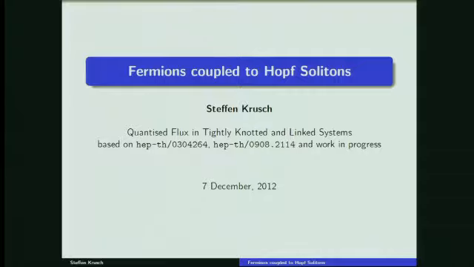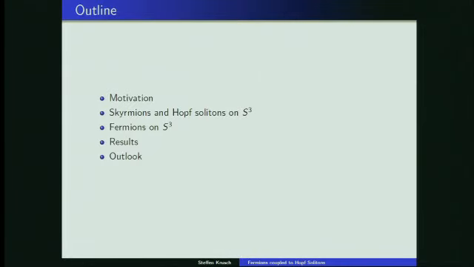I'm going to talk about fermions coupled to Hopf Solitons, and I'm going to spend quite a bit of time on skyrmions coupled to fermions. So I'm going to start with the motivation. Then I discuss what we know about skyrmions and what we know about Hopf Solitons, and why the sphere is particularly interesting in this case. I say a tiny bit about fermions on the sphere, and then I talk about the results we have. I have to admit, most of the results are going to be for skyrmions, but I can see some hints of what to do with Hopf Solitons.